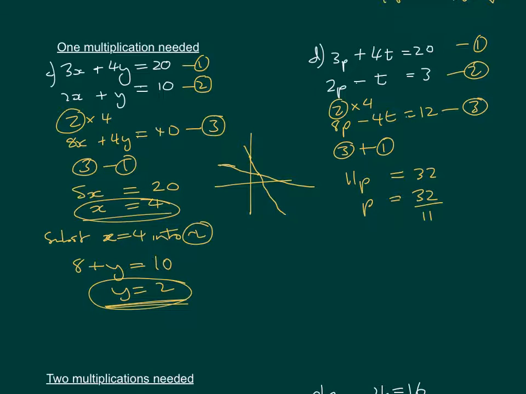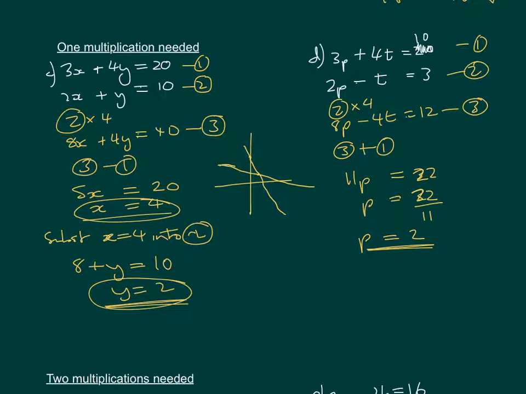Just realised that this question is incorrect here. I've written it down wrong. That should be 10, which means that this will be 22. So 22 over 11, that's going to give us a much nicer solution. 22 over 11 is 2.